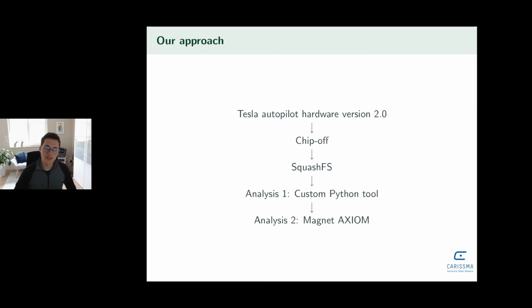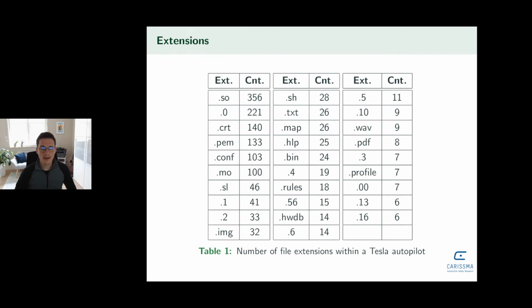So let's jump straight into the results. We identified different extensions. Here you can see all the different extensions with the number of files found within the SquashFS. We can see that .so files, so linked files or shared libraries, are the most common, followed by .0, which are links. Certificates are pretty common too, as are configurations and image files, text files, or .bin files.